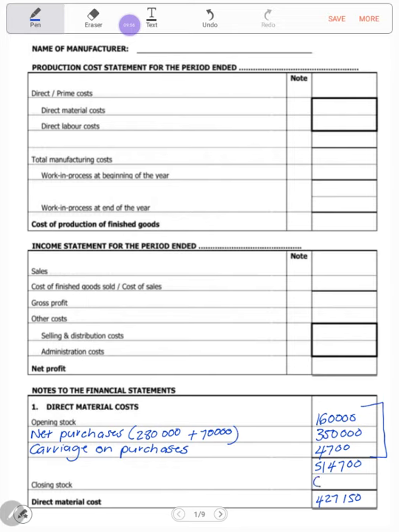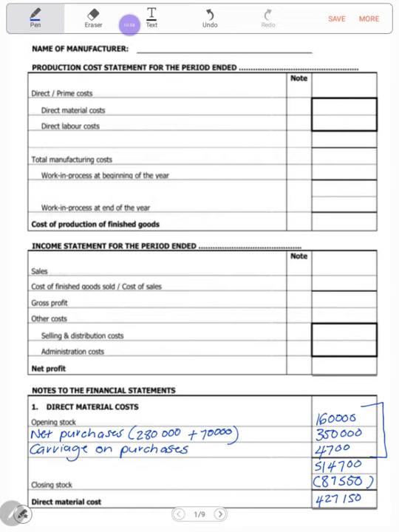Your closing stock will always be subtracted because it's what you never used. All right, we want to account for what we have used. Seeing we have to work out our closing stock, you have to work back from the total direct material cost. So 427,150 subtract 514,700, you should get a figure of 87,550. All right, remember when you are working back, what would be added will now be subtracted, and what should have been subtracted will be added. So in this case, if we worked forward, we would have added the 514,700, but because we are working back, you will subtract it to get your closing stock value.